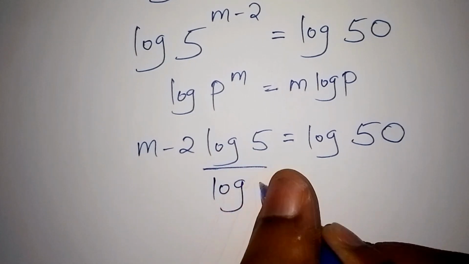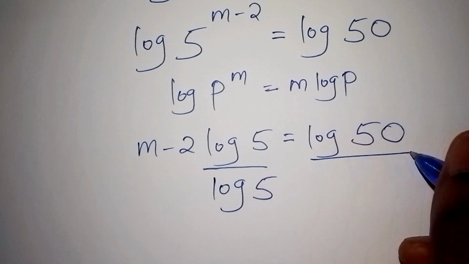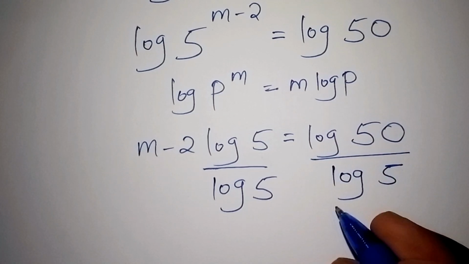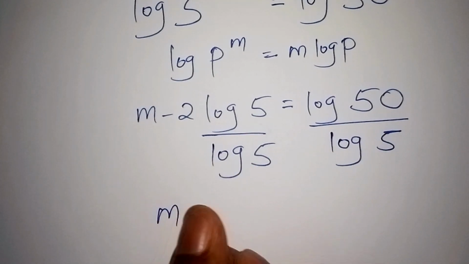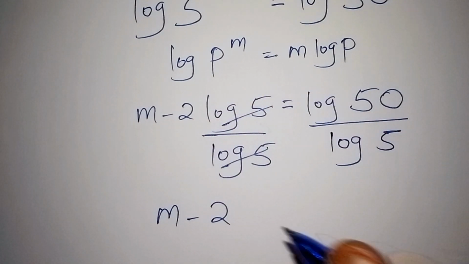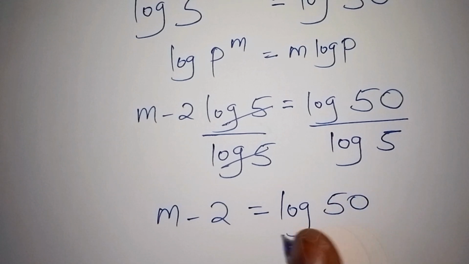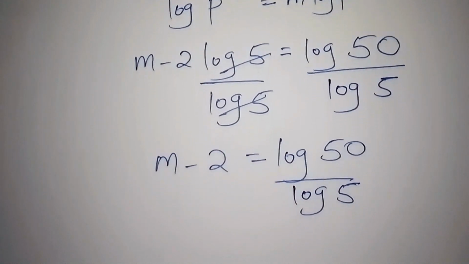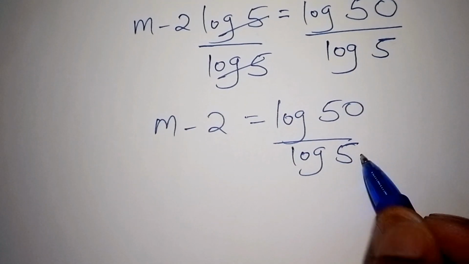So all over the log of 5, and this side we shall also have all over the log of 5. Meaning that we shall now have m minus 2, because the log of 5 and the log of 5 cancel each other, is equal to the log of 50 all over the log of 5. At this stage, let's now work out the log of 50 all over the log of 5.